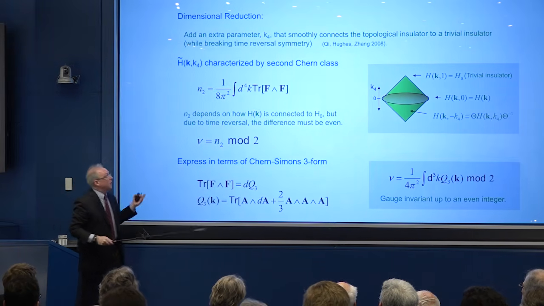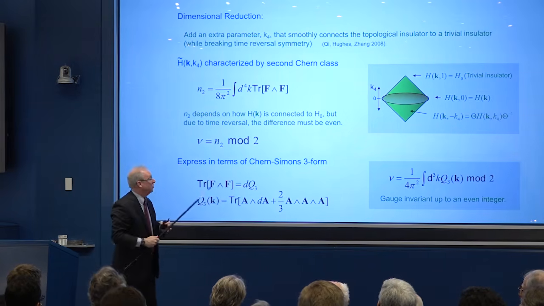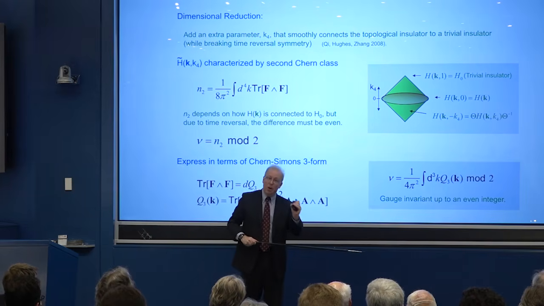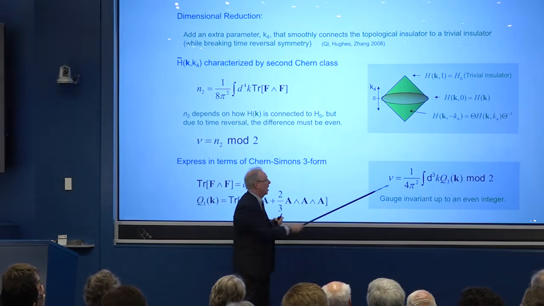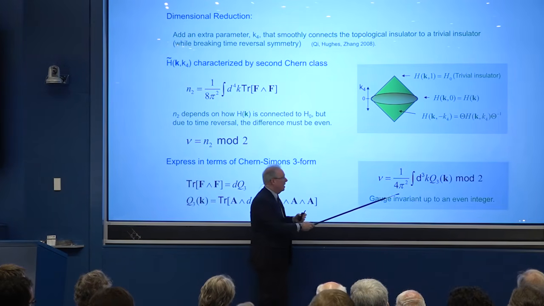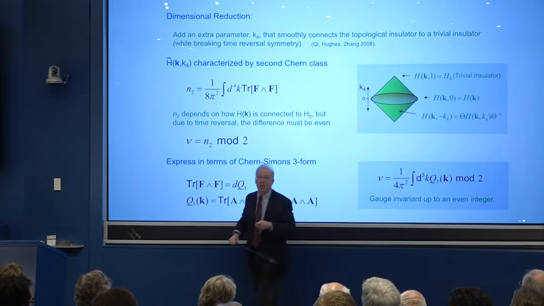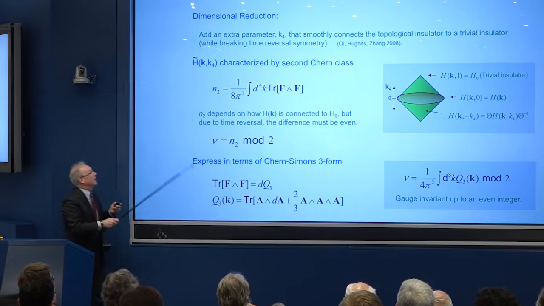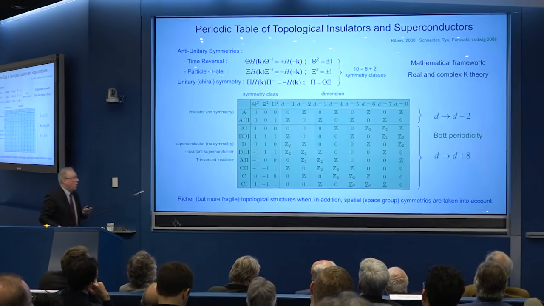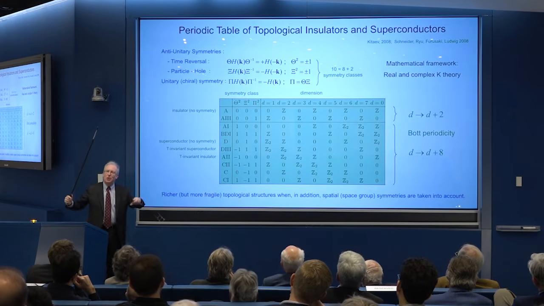Okay, and so this Z2 invariant that characterizes this 3-dimensional topological insulator really is the integral over the 3-dimensional Brillouin zone, the 3-dimensional momentum space, of the Chern-Simons 3 form. Okay, and this is something which is only gauge invariant up to an even integer. So mod 2, it doesn't change. Okay, so that's the topological insulator.